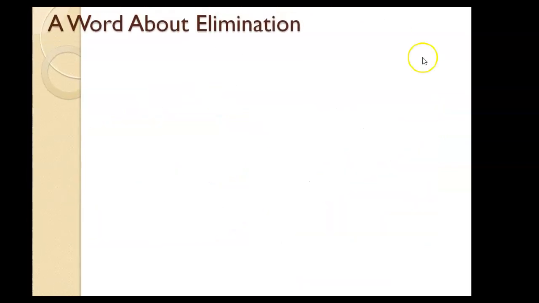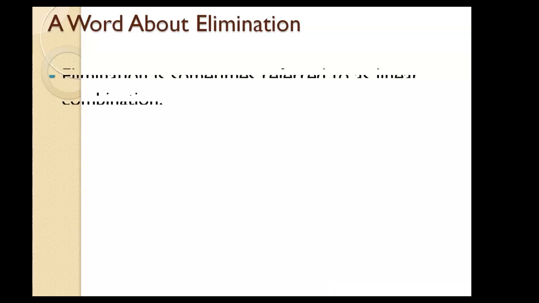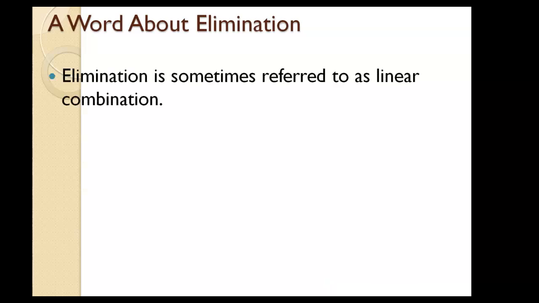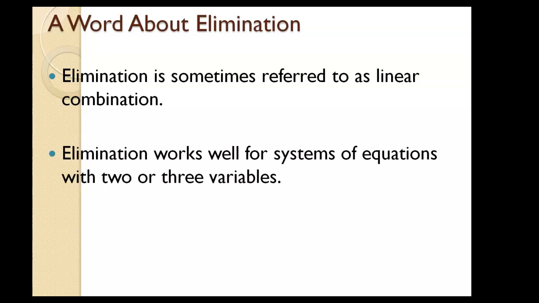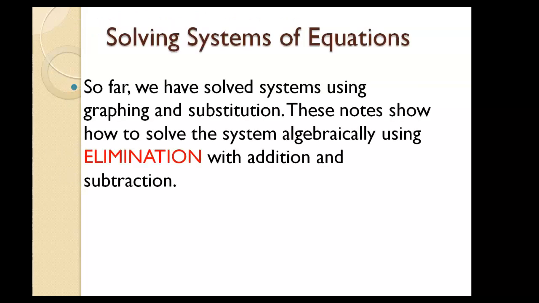A word about the next method, elimination. Elimination is sometimes referred to as linear combination in some books, and it works well for systems of equations with 2 or 3 variables. And I prefer using elimination when I solve systems of 3 equations with 3 variables. So far, we have solved systems using graphing and substitution, and let's finish the notes by looking at the elimination method. The elimination method uses addition and subtraction as its core.